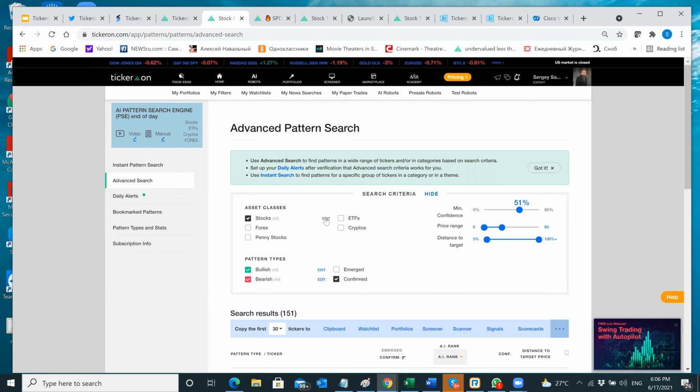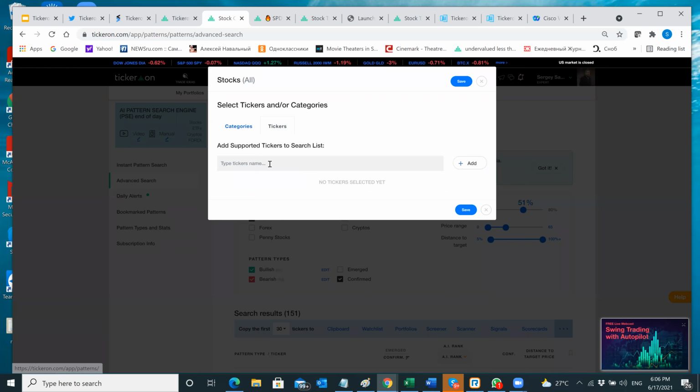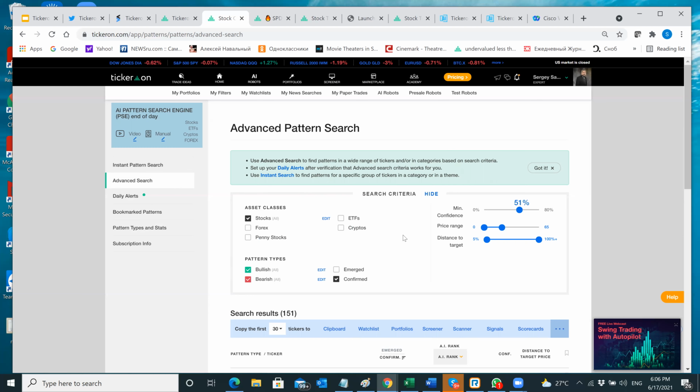Or actually what you can do, you can bring a specific set of tickers right here, and then they're going to work only for your type of tickers, okay? So you can do it for cryptos, you can do it for Forex, or all together. Then you say, okay, give me all the patterns with the minimum confidence level of 51%. Here you can make it, let's say, 54.